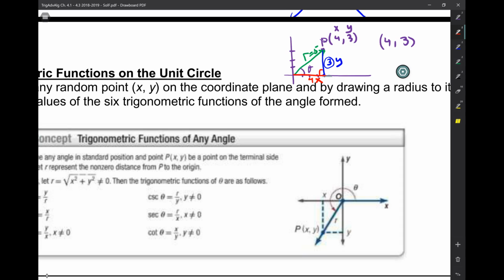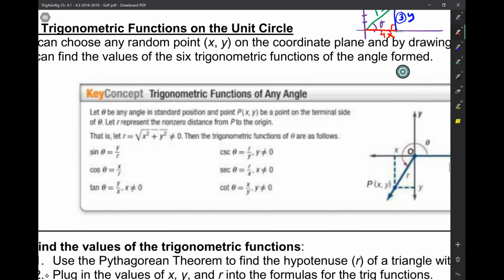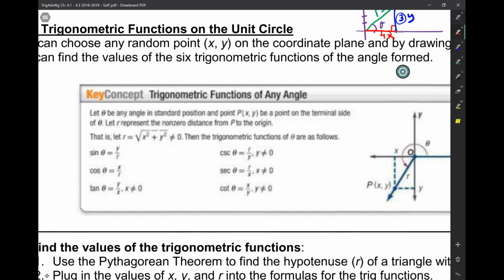Remember, sine is opposite over hypotenuse, y over r. Cosine is adjacent over hypotenuse, x over r. So now I could abandon SOHCAHTOA, and I could just say sine is y over r, cosine is x over r, and how much would tangent be? Y over x. And now if we come here in this chart, look at that. They came up with the same thing that we just did.